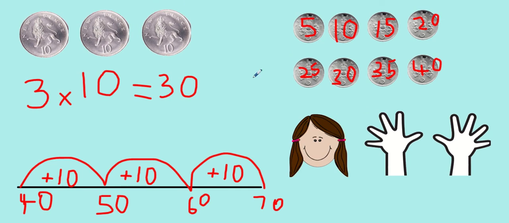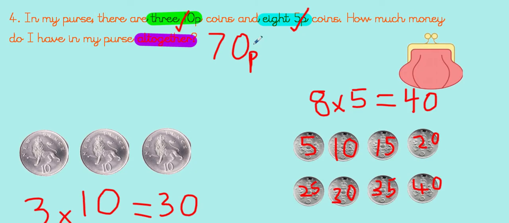Or I could use my fingers to count on. So when I'm counting on from a number, like 40, I need to put it on my forehead, don't I? Because that will help me remember where I'm starting. So 40, I'm going to count on 3 10s. Go. 40, 50, 60, 70. So that would be the quicker way to do it, wouldn't it? So I have 70p in my purse altogether.